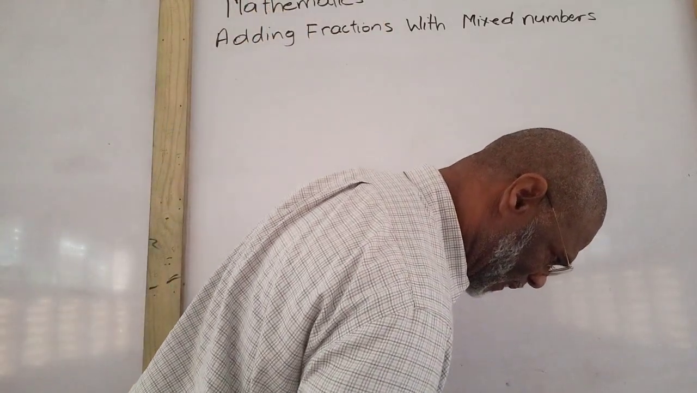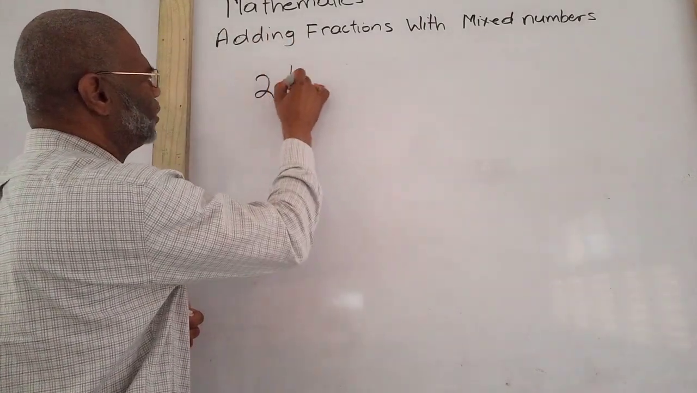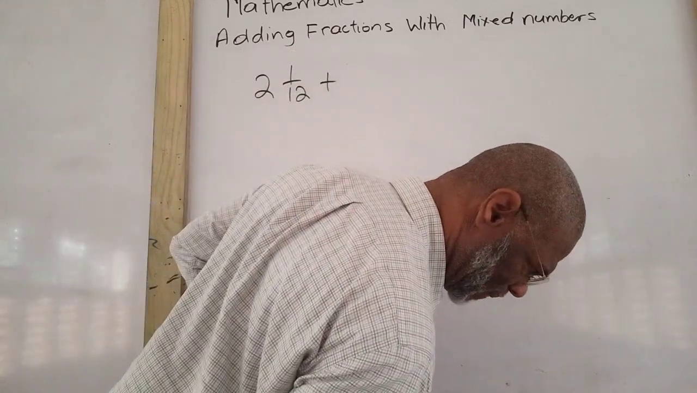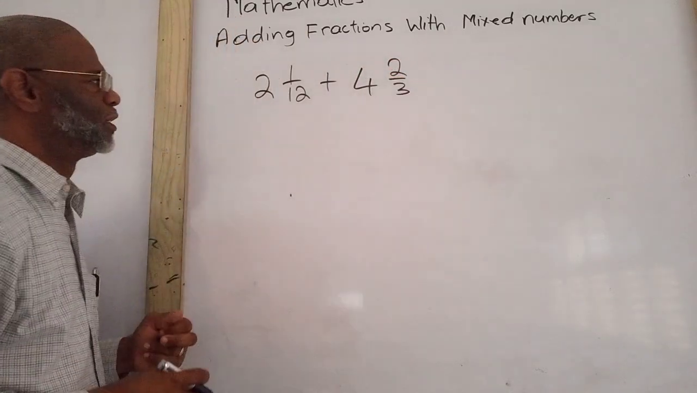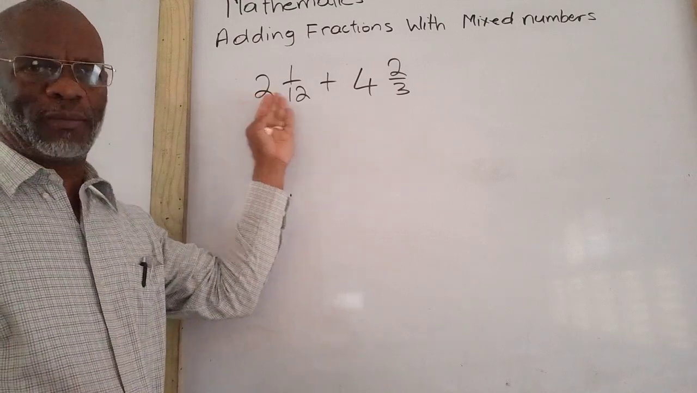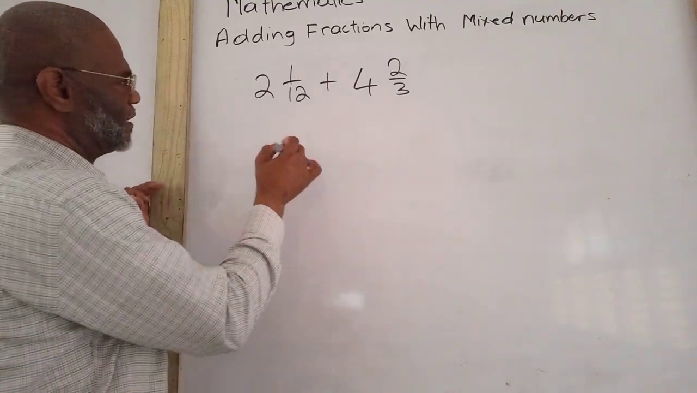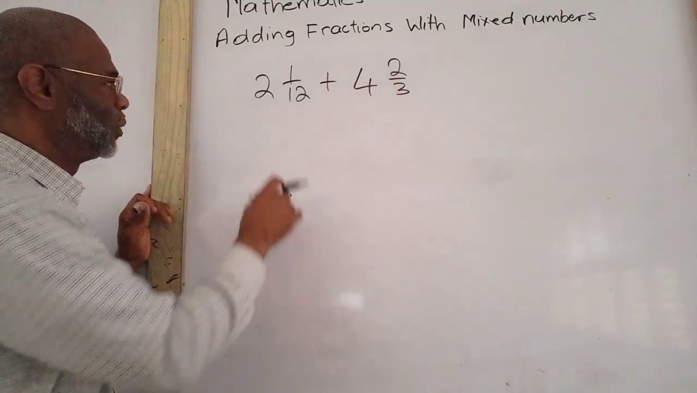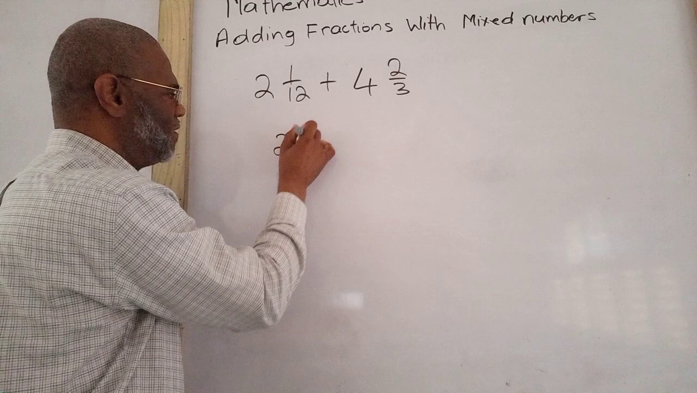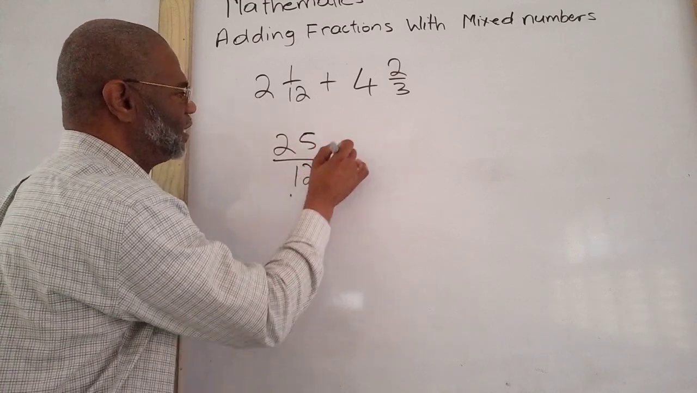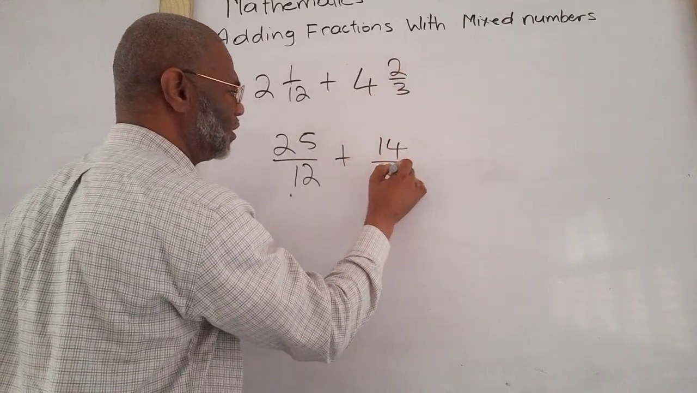Alright, so we have 2 and 1/12 plus 4 and 2/3. So you could do the same thing, you could get the whole numbers out of the way, so you add 4 plus 2, 6, and you put it there. But let's just convert them to improper fractions. So we have 2 times 12 is 24. 24 plus 1 is 25 over 12. Plus 4 times 3 is 12 plus 2, that's 14 over 3.